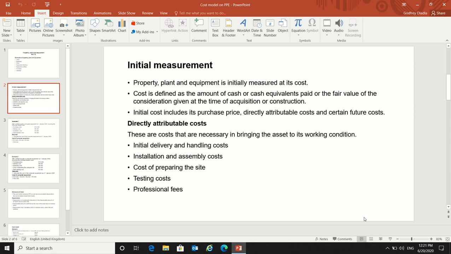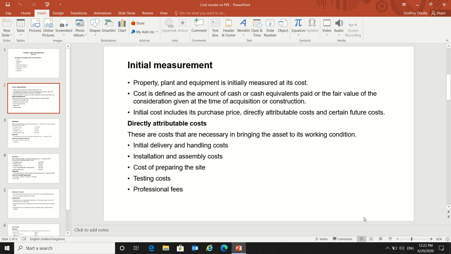Now, if you buy those computers from town, there is no way that those computers will deliver themselves to your house. You have to pay delivery cost, and those computers will be transported from town to your place. So the delivery cost forms part of the cost of an asset. It is necessary because if you don't pay those delivery costs, the computer will remain in the shop. It will never reach your house, where it's supposed to be used for internet cafe purposes. So the initial delivery and handling costs form part of the cost of the asset.